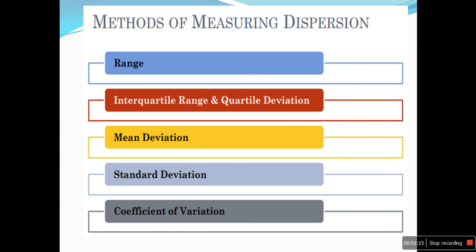There are different methods of measuring dispersion: range, interquartile range and quartile deviation, mean deviation, standard deviation, and coefficient of variation.